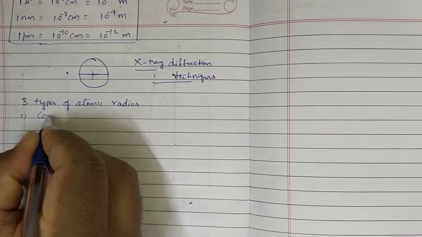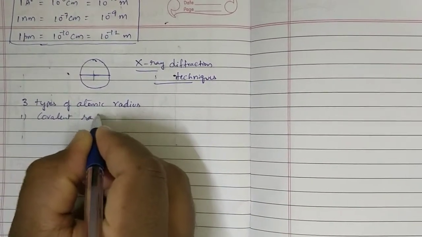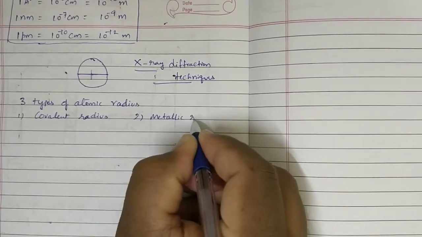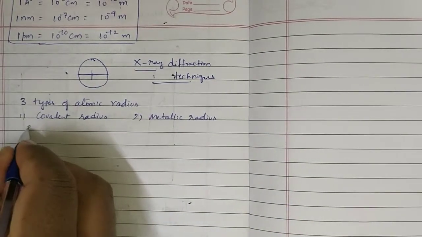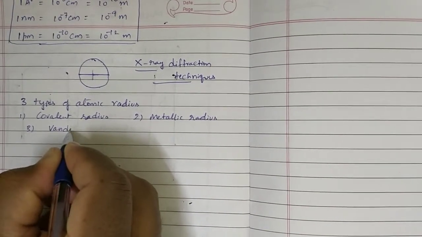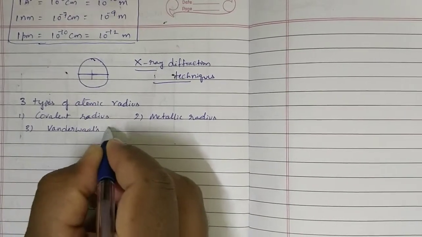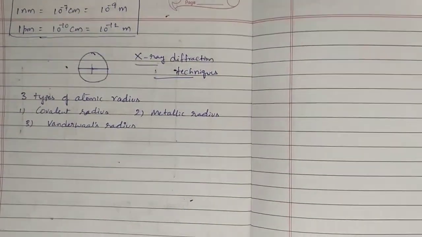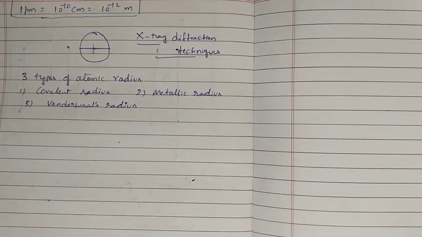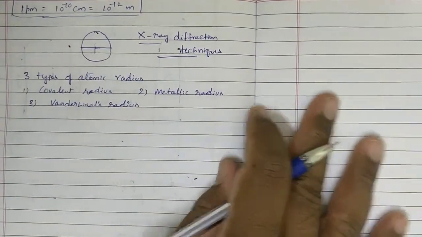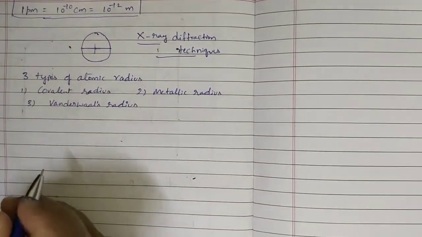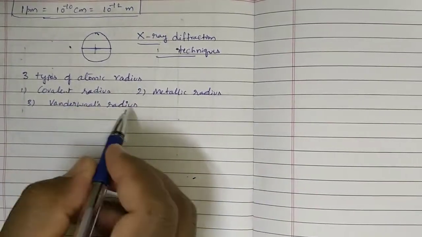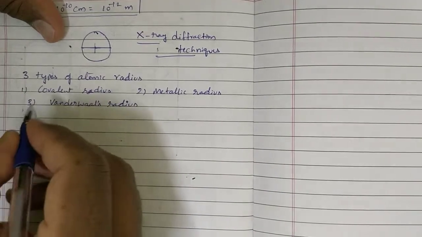First one, covalent radius. Second one, metallic radius. Third one, van der Waals radius. First one, covalent radius. Second one, metallic radius. And third one, van der Waals radius. Now our duty is to know why, though the radius is the same in everything, they defined covalent radius, metallic radius and van der Waals radius. Now I am going to see the first one.